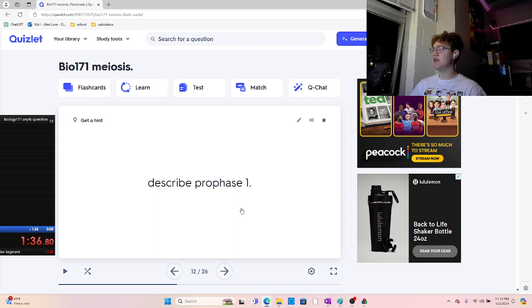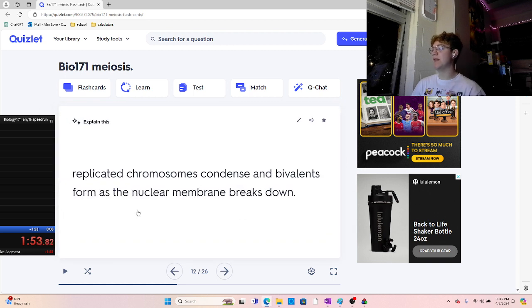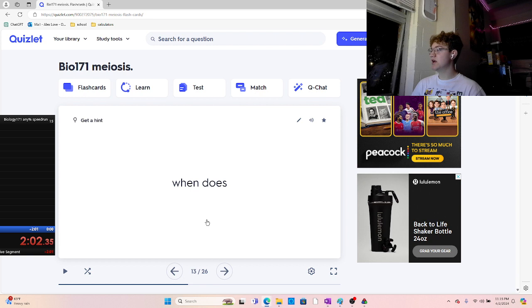Describe prophase 1. That is the first time that the nuclear envelope begins to break down, the vesicles, and the DNA condenses in the middle, or the pairs of chromatids. The bivalents or tetrads condense in the middle. They don't condense in the middle, but they begin to condense. They condense in the middle during metaphase. They form as the nuclear membrane breaks down. Yep. When does prophase 1? I need to fix that slide. When do we form the bivalents?